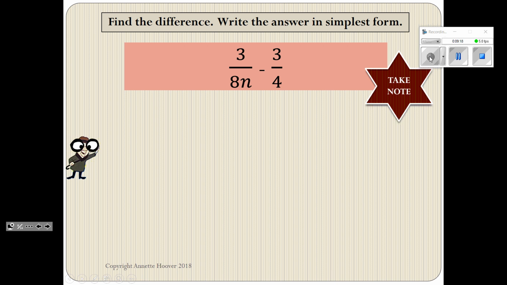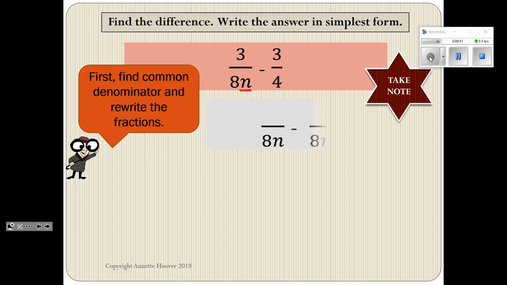Now let's look at this with variables. In the denominator we have an 8n and we have a 4. So let's look at the number first. We have 8 and a 4, so if I were to count by 4s, 4, 8, we know that the least common multiple would be 8. But since there is a variable, I have to also include that unknown number. So my denominator is going to be 8n. So what do I have to multiply times 8n to get 8n? Well, I would just multiply that times 1. I don't have to multiply it times anything because I'm not rewriting that fraction.